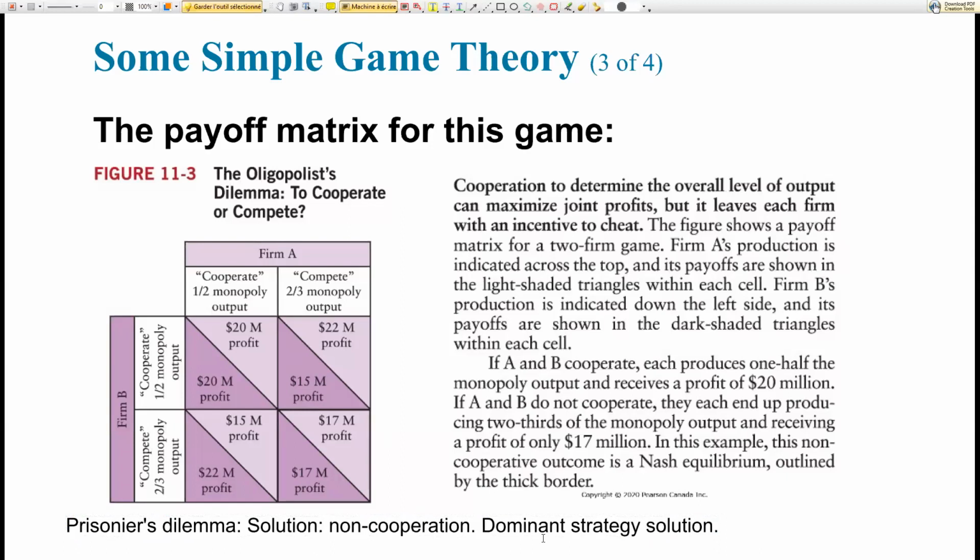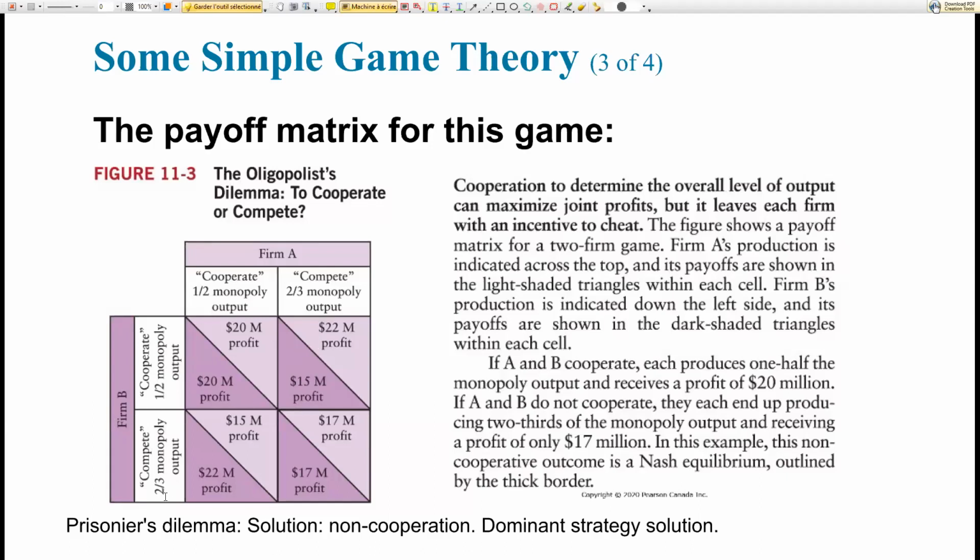So what do you mean by a dominant strategy solution? It means that a strategy is always the best, no matter what the other player is doing. Let's just look at firm A. Imagine I'm firm A. I don't know for sure what firm B is going to do, but let me assume that firm B cooperates. What should I do? Well, if I cooperate myself, I'm going to get 20 million. But if I compete, I get 22. So I'm better off competing if firm B is cooperating.